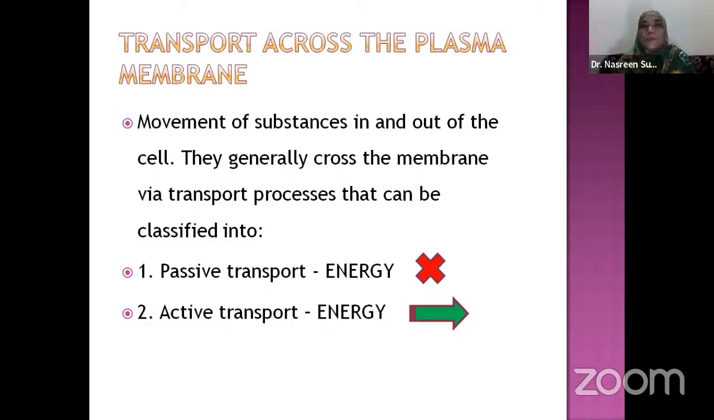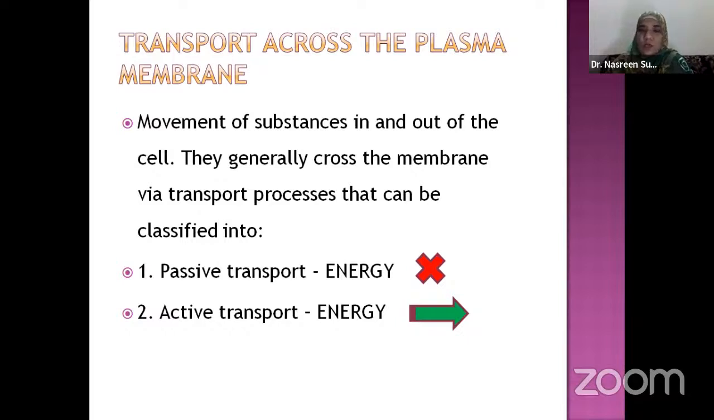Now coming to transport across the plasma membrane. How is a substance going to move through the plasma membrane? This is very important. Generally, you will have two types of transport through the plasma membrane: passive transport and active transport. Passive transport means there is no requirement of energy; energy is not required, meaning ATP is not used.